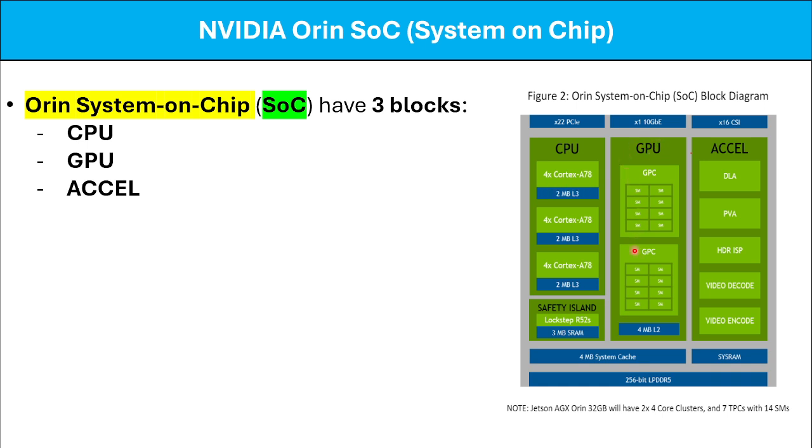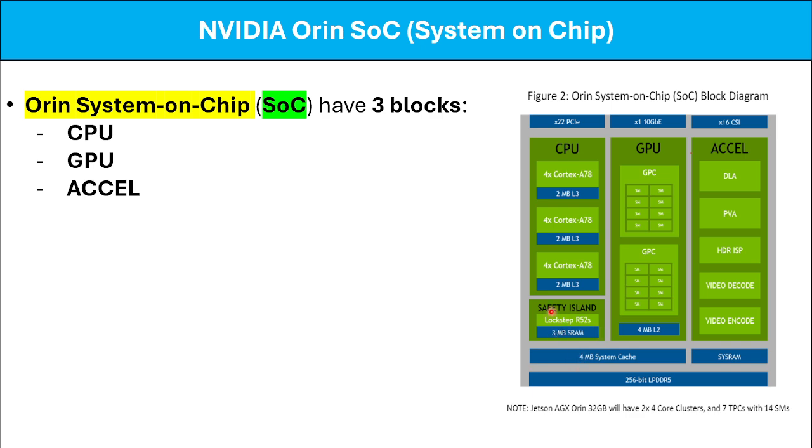Also we have a GPU block which is made of two GPCs with 8 streaming multiprocessors, and we can remind ourselves that the GPC is actually a graphics processing cluster. It's an inherited name from the GPUs which are used in PCs, and we have a special accelerating block which consists of DLA, PVA, HDR, ISP or image signal processor, video decode, and video encode.